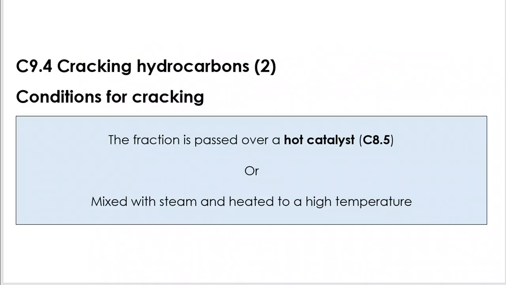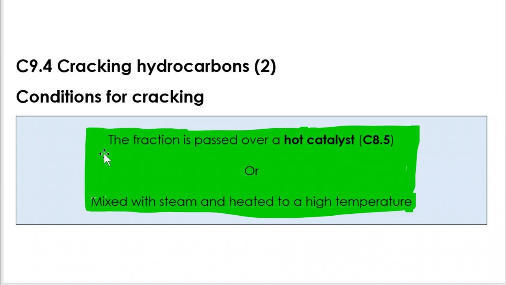So in terms of the conditions for cracking, I'm going to recommend that you simply learn this information. We can crack by passing the fraction over a hot catalyst. I've put this here because we talked about catalysts in the previous chapter. And also we could mix it with steam and heat to a high temperature. So there are 2 different methods for cracking hydrocarbons. You do need to be familiar with both of those conditions.